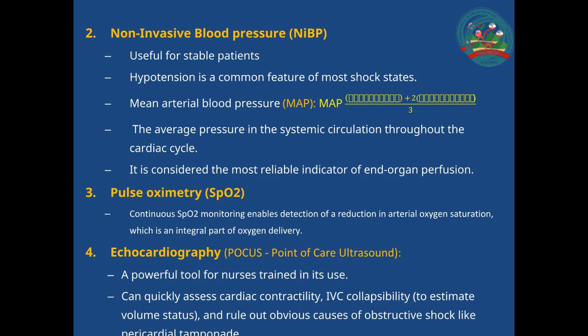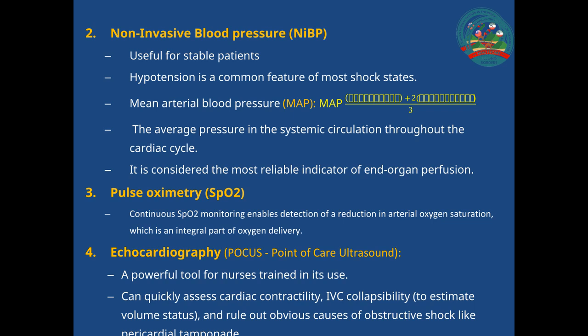From these readings, we calculate the MAP. Using the formula, MAP is calculated as systolic pressure plus twice the diastolic pressure, all divided by 3. MAP represents the average systemic pressure across the cardiac cycle and is one of our most reliable indicators of organ perfusion. Pulse oximetry gives us continuous information about arterial oxygen saturation, which is a key component of oxygen delivery. A drop in SpO2 may signal early respiratory compromise or worsening perfusion.